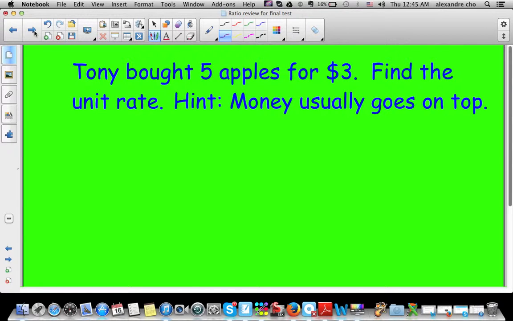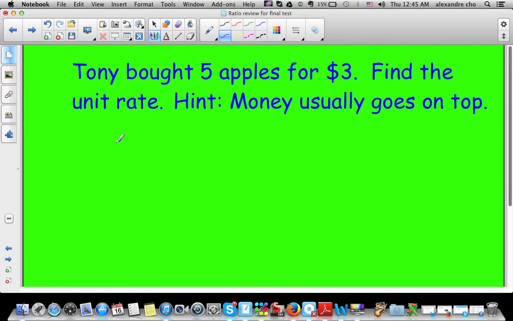All right, the other thing we have to do is rates. Okay, so this is a simple question. Let's see what you remember. Press pause, come back to it. All right, so here, I left you a hint. Money usually goes on top. Okay, hopefully you remember that. It doesn't have to, but I like it when money is on top. It makes life so much easier.